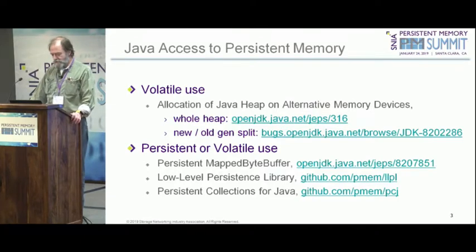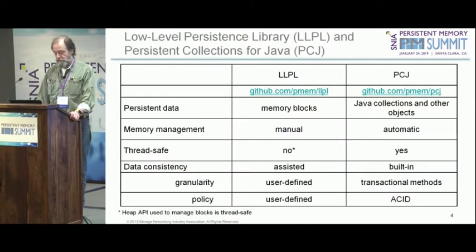Then Intel has developed two libraries, the low-level persistence library and the persistent collections for Java library. They're both available on GitHub. They're both still in active development. I'll talk about one of them and some application code we've written using it in subsequent slides.